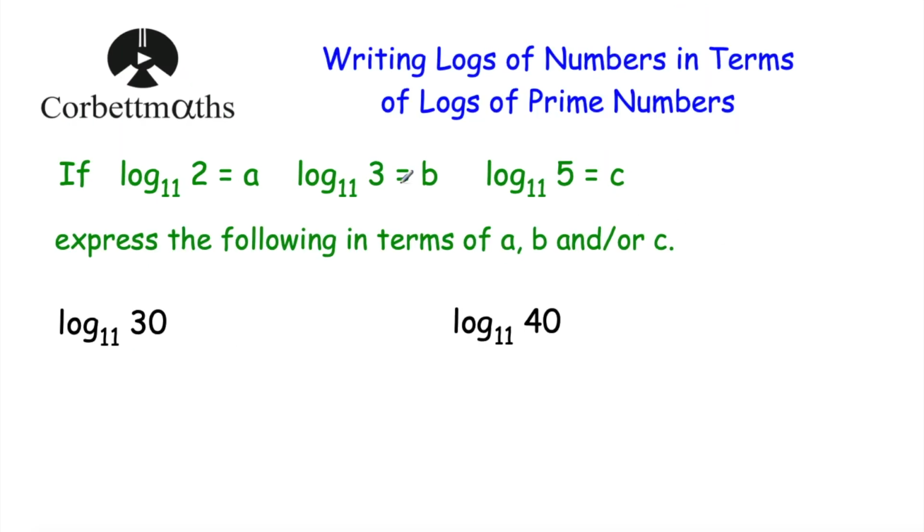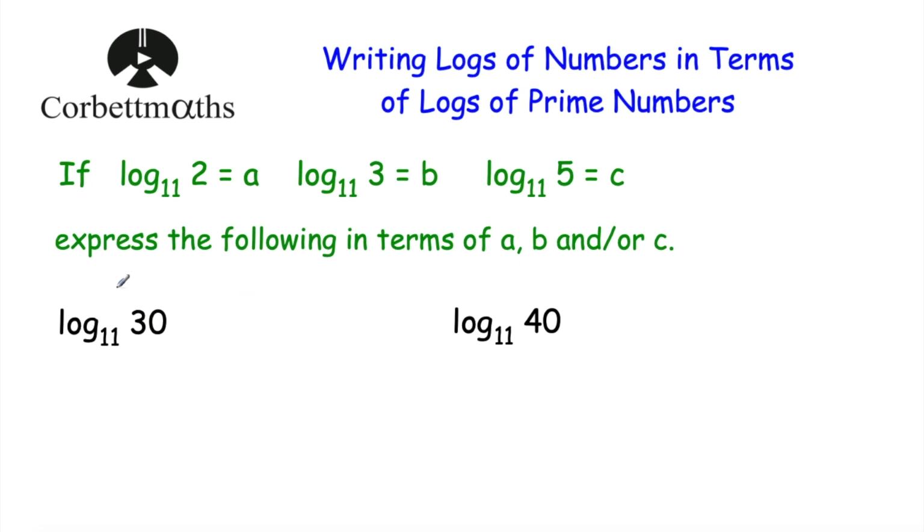Okay, so our next one, I've changed this slightly now because it's not always going to be the log to base 10, just log. In this case, we've got log to base 11 of 2 is equal to a, the log to base 11 of 3 is equal to b, and the log to base 11 of 5 is equal to c. And we've been asked to express the following in terms of a, b, and c. So we want to write these logs of these numbers as logs of prime numbers.